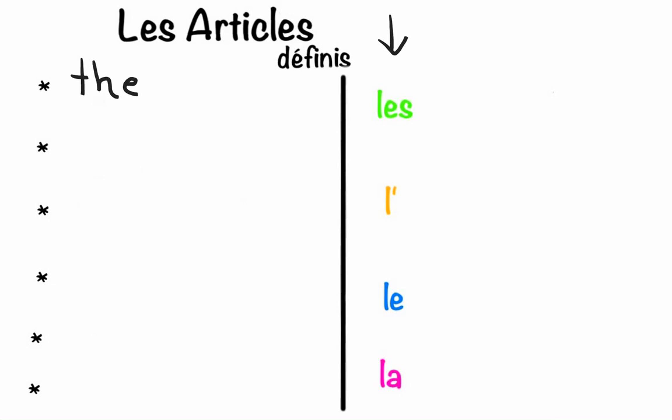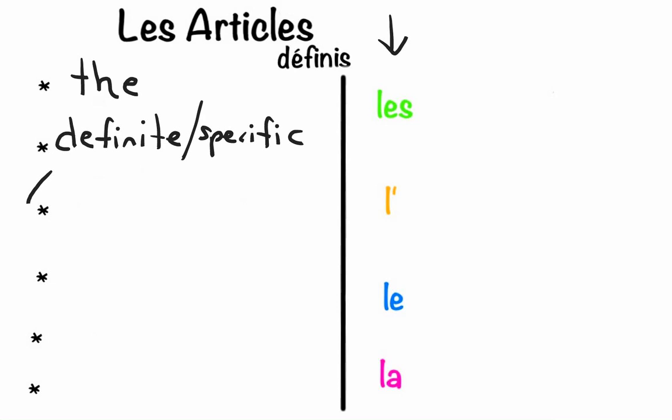The second thing that you should know is that we will use these definite articles when we are talking about something definite or specific. And that is just like English. We'll use definite articles, which is the word the. That's our definite article in English. We'll use it in English the same way when we're talking about something definite or specific.